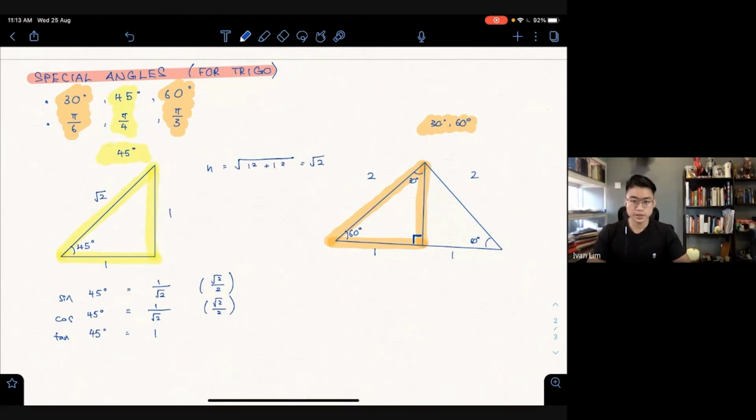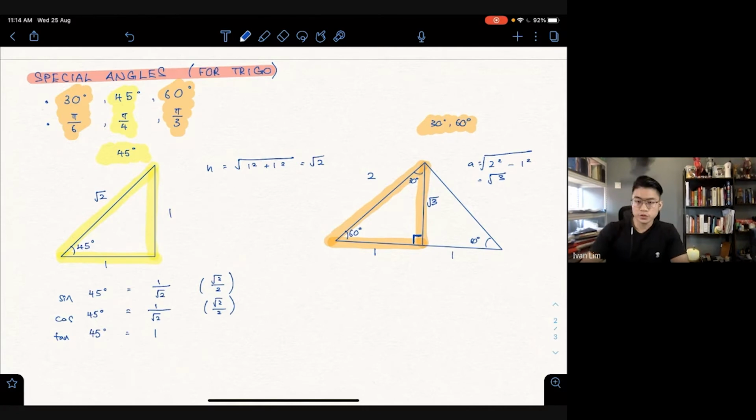Then the next thing, how do we find the final side, which is the opposite from 60 degrees? We use Pythagoras again. So when we use Pythagoras, we will use the square root of 2 squared minus 1 squared. So 2 squared minus 1 squared will be root 3. So this side will be root 3. This is how you calculate the last side.